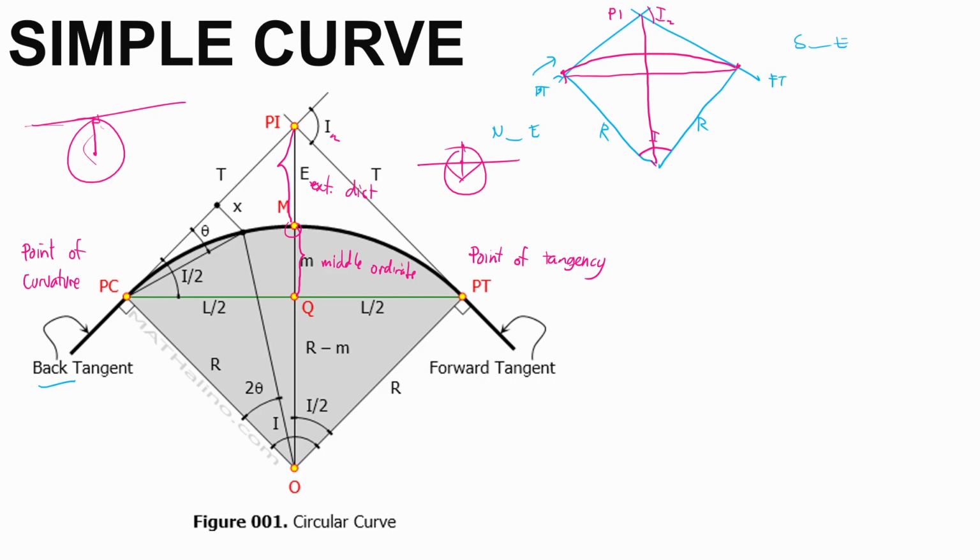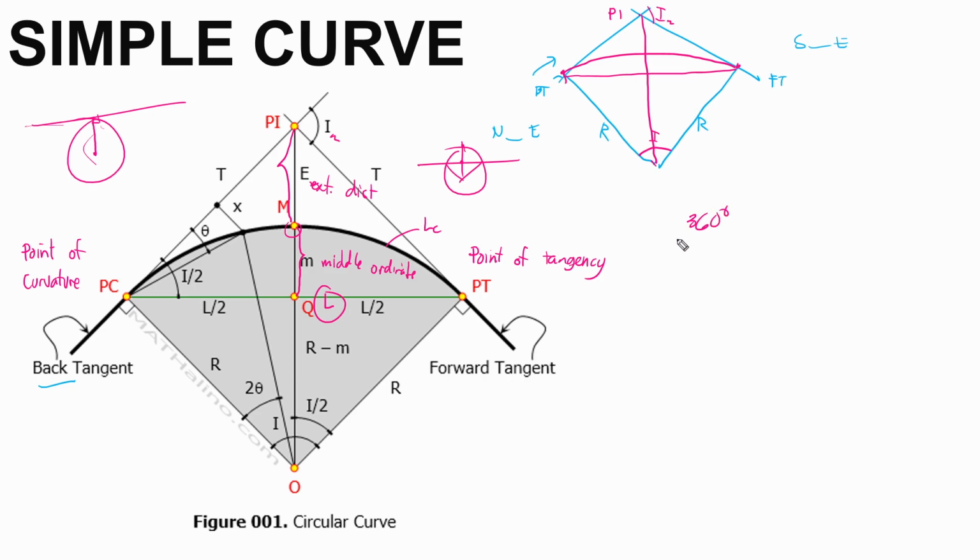May makukuha pa tayo. And then, again, si chord, itong kahabaan na to, from PC to PT, that is the chord or yung L natin. L siya, or yung chord. And then, kailangan din alamin yung length nitong curve. So, LC, length of curve. Ito yung length ng chord. Medyo, para di tayo malito again, pag chord, L lang siya. Pag curve, LC.